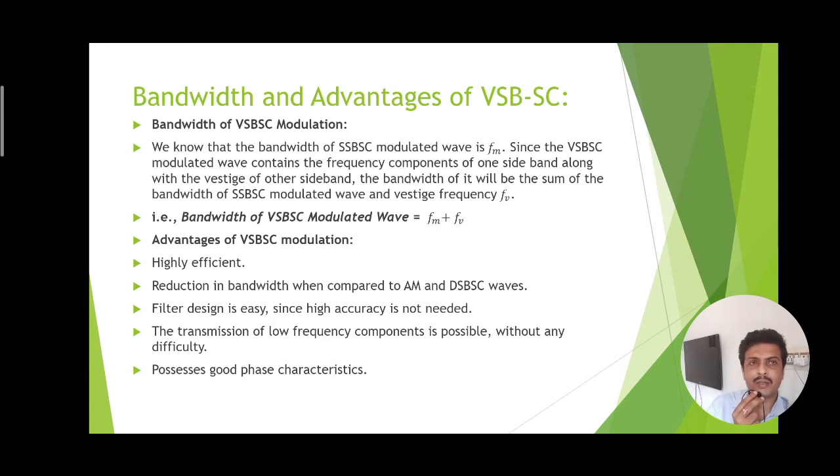Now the bandwidth and advantages of VSB-SC: in this way we can tell that the bandwidth of VSB-SC modulation is a little bit higher compared to SSB-SC, because here we have used the vestige of the other sideband, or a small part of the other sideband, so that if there is sharp filtering, it will compensate the amount of power which is suppressed for some frequency components carrying important information. That is why the vestige of the other sideband is introduced, and that is why a little bit higher spectral range is found for VSB-SC compared to SSB-SC.